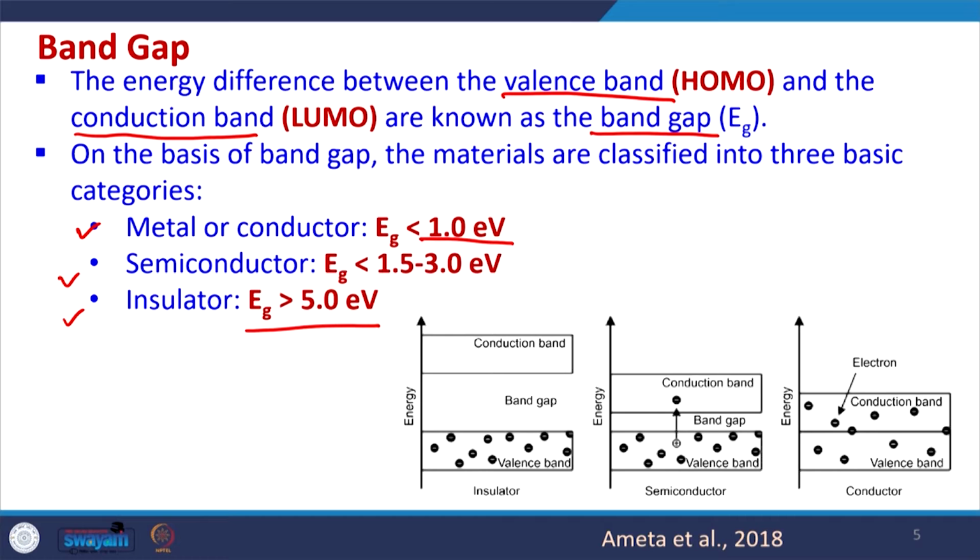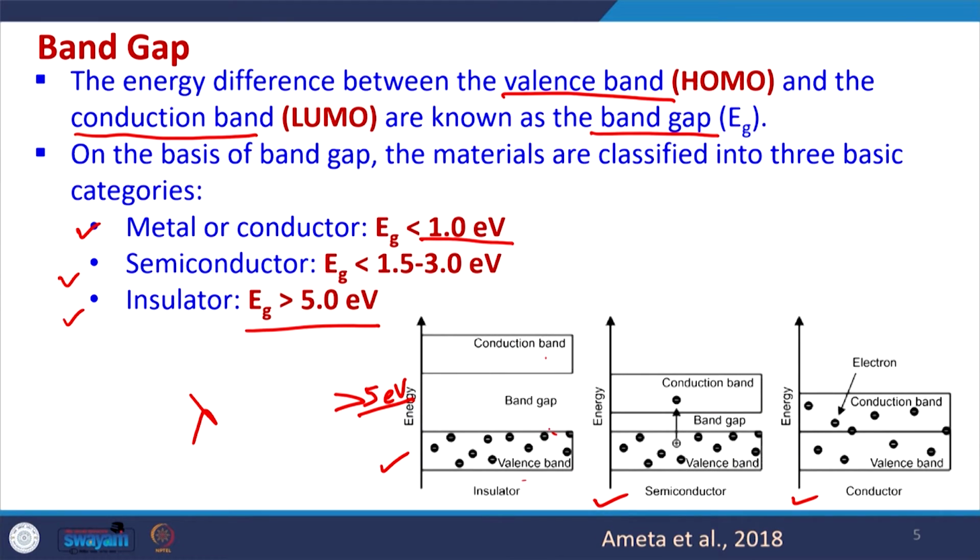So, what does it mean? Here we can see the insulator, semiconductor and conductor. If we start with the insulator, this is the valence band and this is the conduction band, and here the gap is more than 5 electron volt. For providing this much energy, the wavelength value which is actually reachable on the earth, or which can be provided, the amount of energy required is very high.